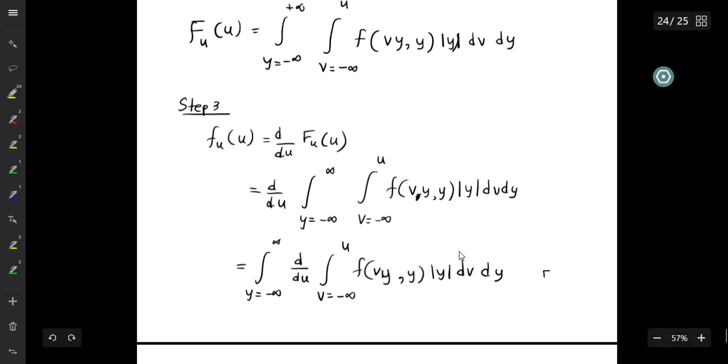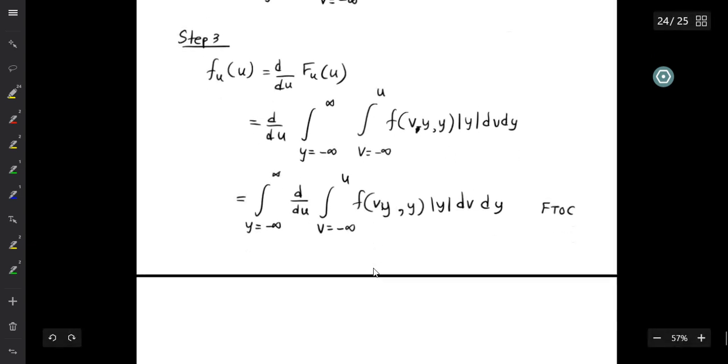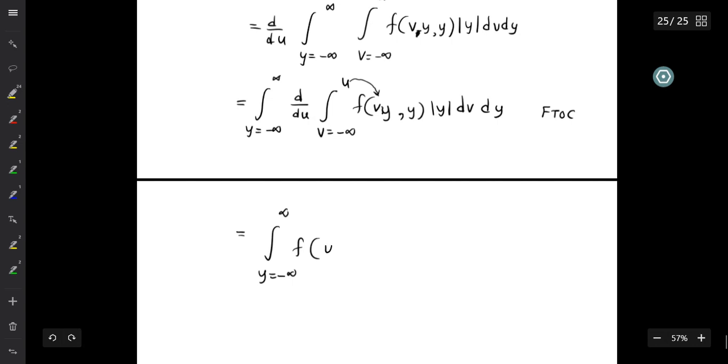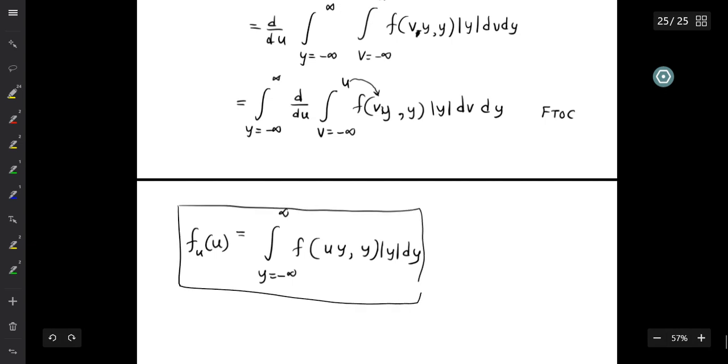Again, we apply the FTC. The derivative and the integration balance, and the v should be replaced by u. So your final result will be the integral over y from negative infinity up to plus infinity of f(u times y, y) times absolute value of y, dy. So this is the density function of u, where u is the division of x and y.